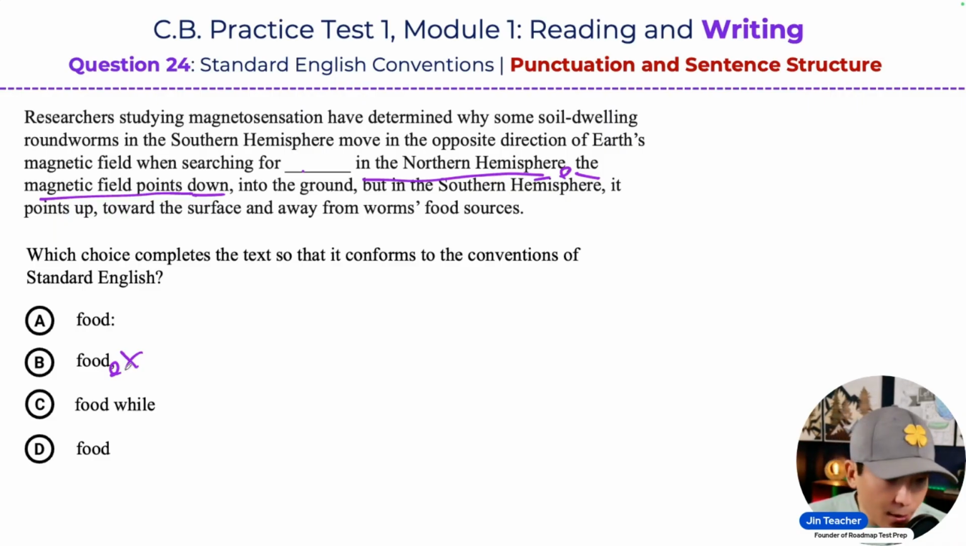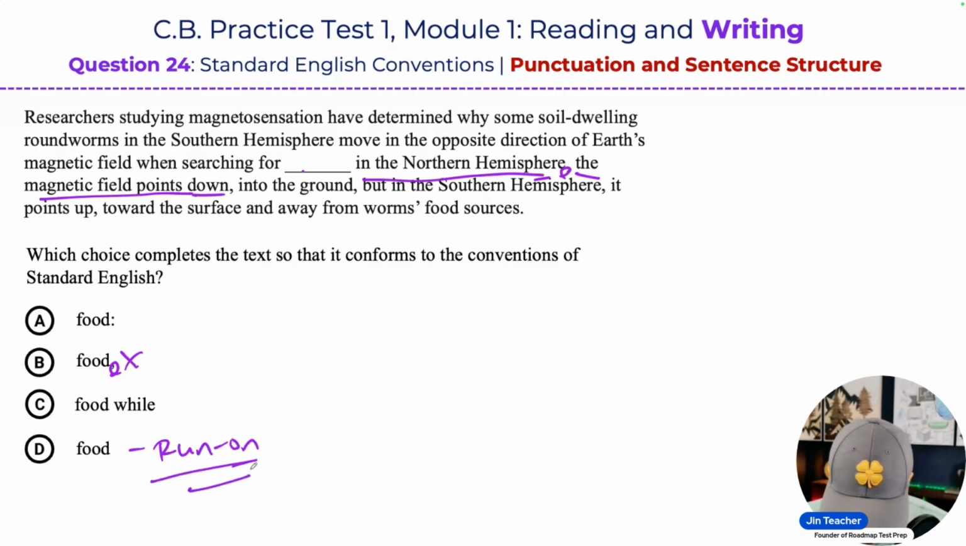Now, what you start to notice is patterns, right? You start to recognize that other answer choices make the same mistake. So answer choice D here, when you plug this in, also creates a run-on sentence. It's just in a different place.